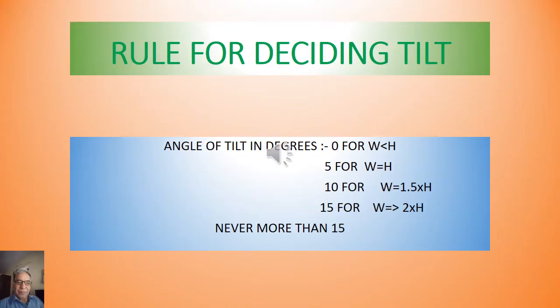Rule for deciding tilt. Angle of tilt in degrees is 0 for width less than mounting height, and it is 5 degrees for width equal to mounting height. But if the width is 1.5 times the mounting height, then the tilt can be taken as 10 degrees. And if the width is more than or equal to 2 times the mounting height, then the angle of tilt can be 15 degrees. Never more than 15 degrees shall be the rule to hold for the angle of tilt.